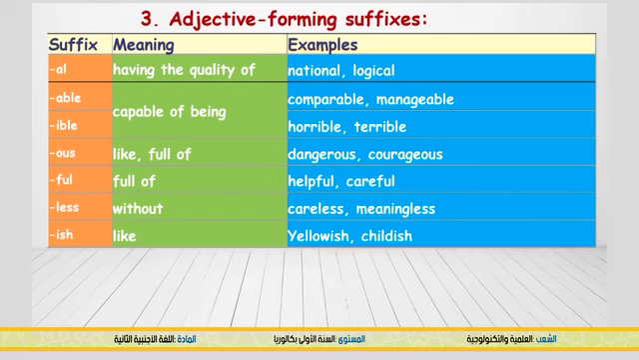OUS, the meaning is like or full of. Examples, we say dangerous, the noun is danger. The adjective is dangerous. Notice dangerous ends in OUS. Courageous ends in OUS. We say courage, courageous.